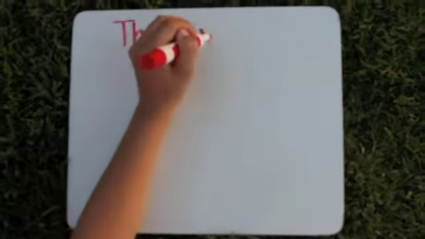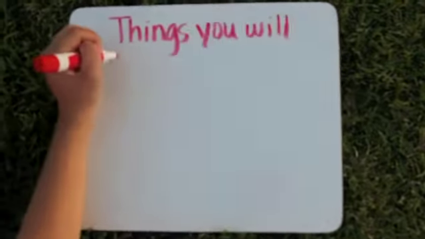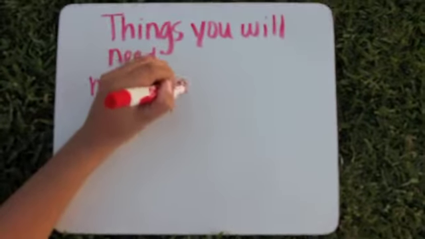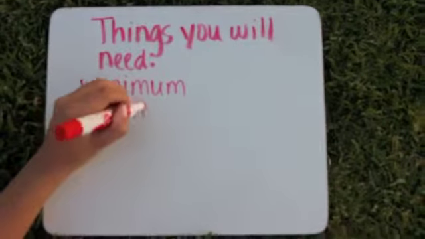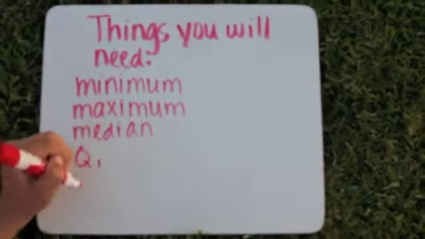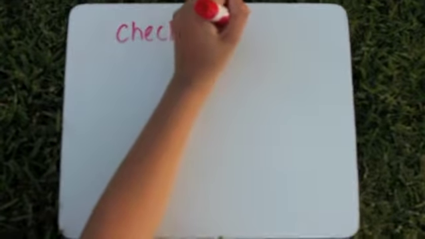There are 5 key components to making a box plot. The first of these is the minimum, then the maximum, the median, and the first quartile and third quartile. You then must check your outliers.